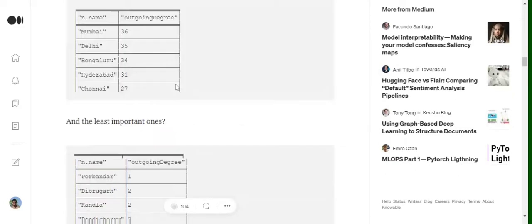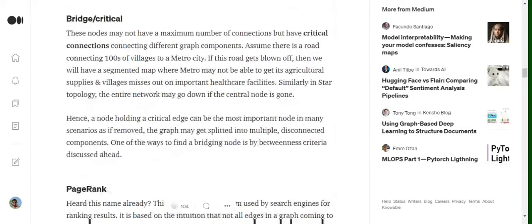The second idea that can be followed is the bridge or critical node. Like in the first case that we discussed, a node having the highest degree is considered the most important. In the case of the bridging critical idea, the node might not have the highest number of connections but has critical connections. So let's understand by an example. Assume there is a city and there are some villages. Now there is a single road connecting the city to the villages. Now due to some issues, the road is not accessible, for example.